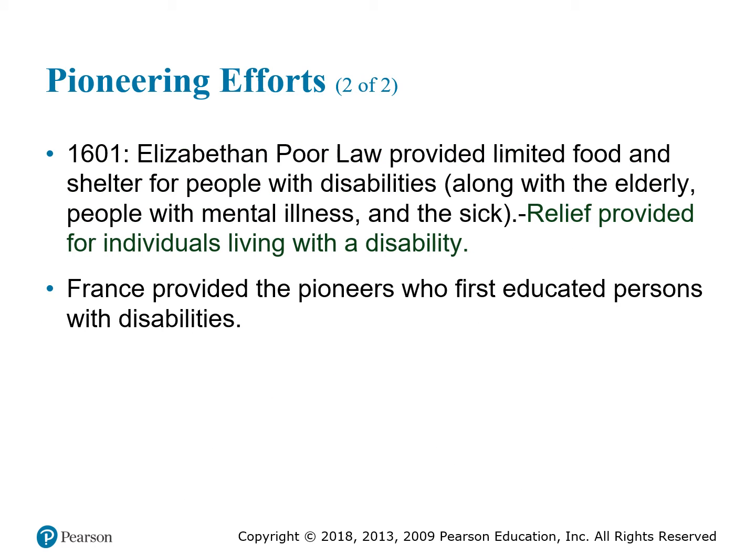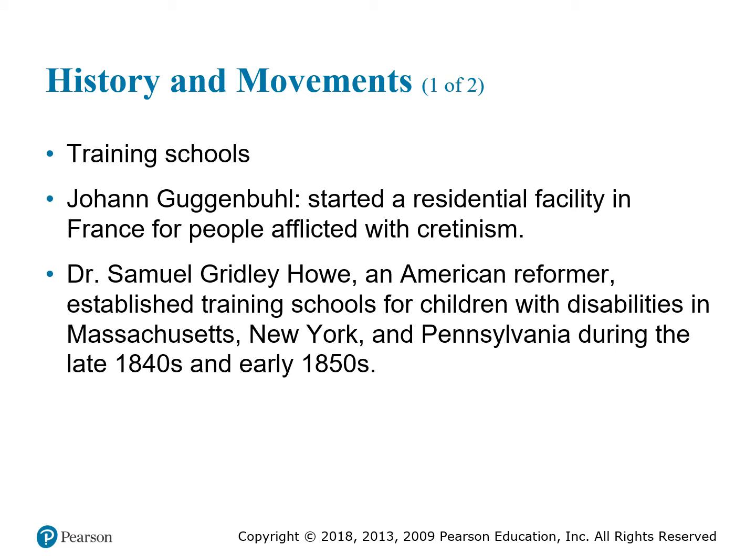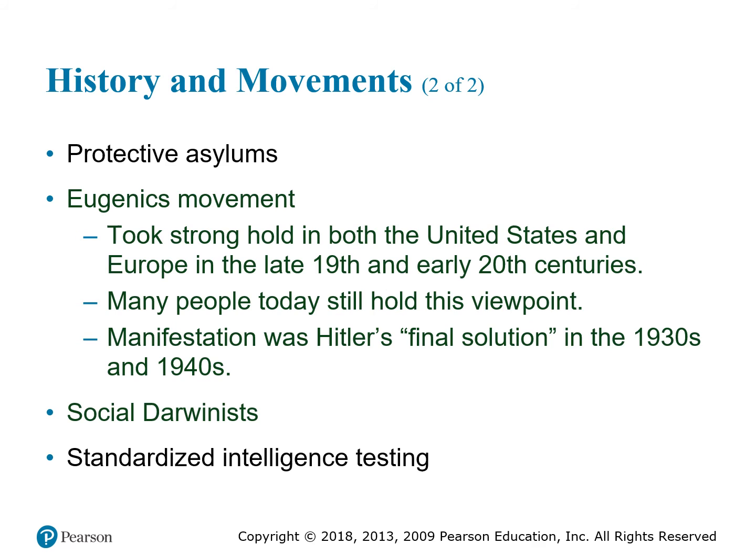This goes on to talk about the Elizabethan Poor Laws, where relief was provided, like food and shelter, for people with disabilities, along with the elderly and people with mental illness and sickness. So we're starting to see help from society. And then, of course, France pioneered the first education of persons with disabilities. So there are these various histories and movements.